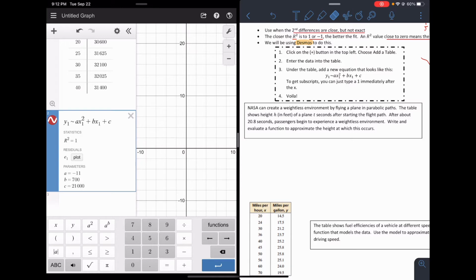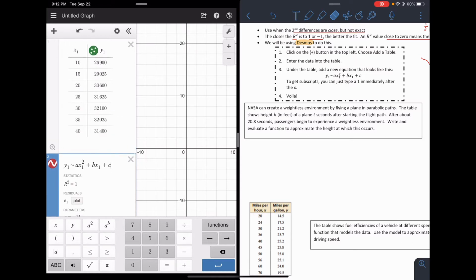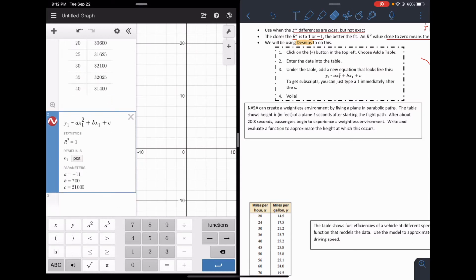So what we did by entering this data into Desmos and then having it write an equation for us is we said, and it told us, you'll see, it says A equals, B equals, and C equals. So we got that y equals negative 11x squared plus 700x plus 21,000. And my r squared value equaled 1.